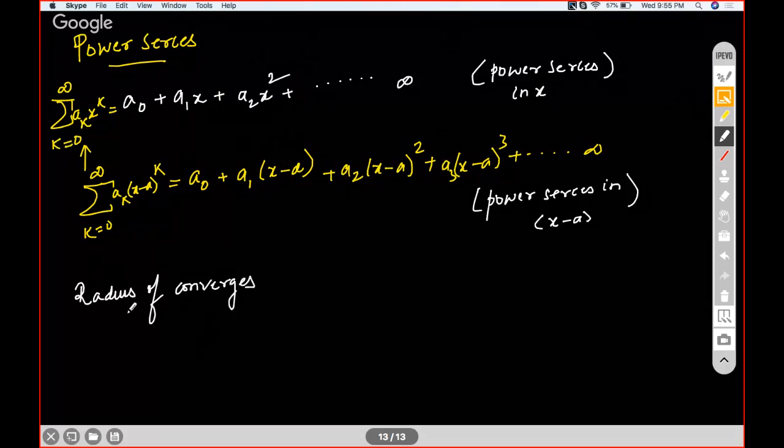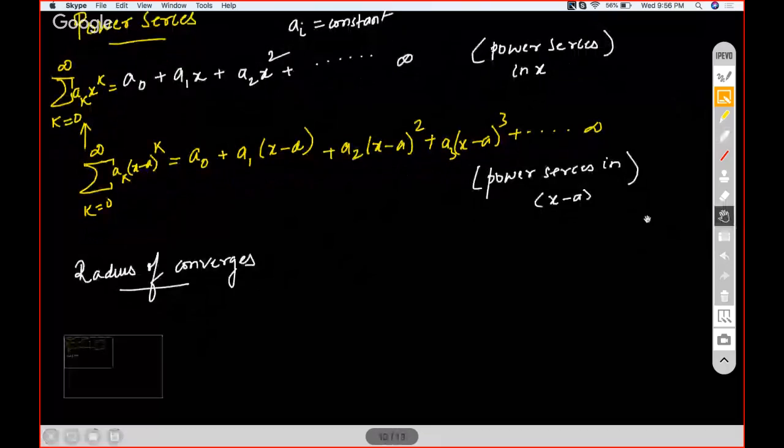That means under what interval can your x lie so that this given series, even if it goes to infinitely many terms, is a convergent one. Remember here, all the a_i are constants. a0, a1, a2, etc. They're all constants. Now, in order to explain the radius of convergence, I will take a simple example so that it's clear to you what I mean by radius of convergence.